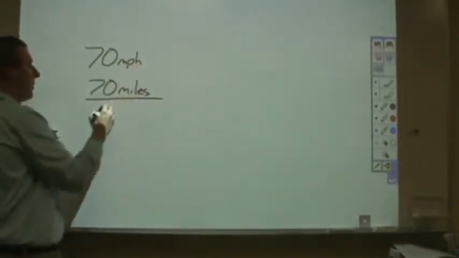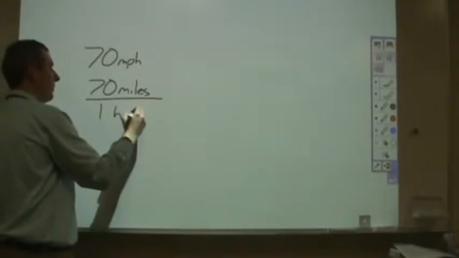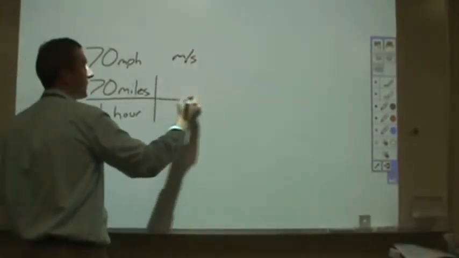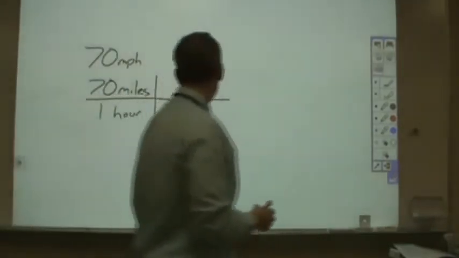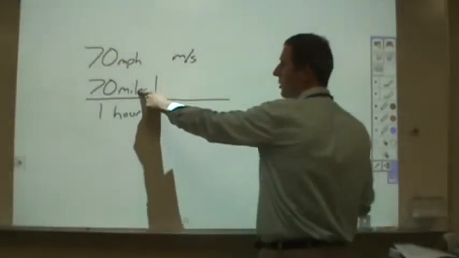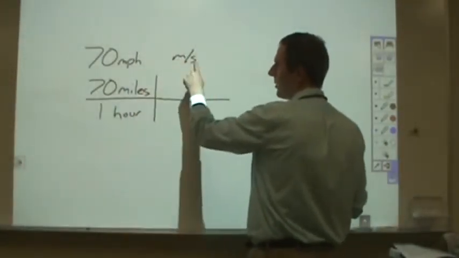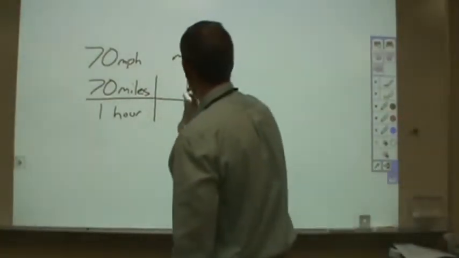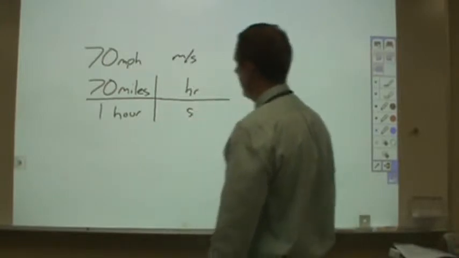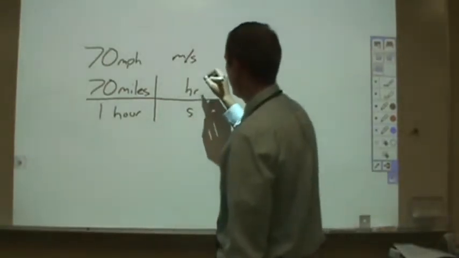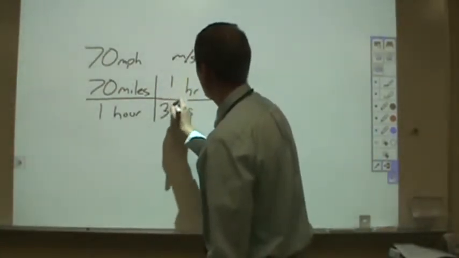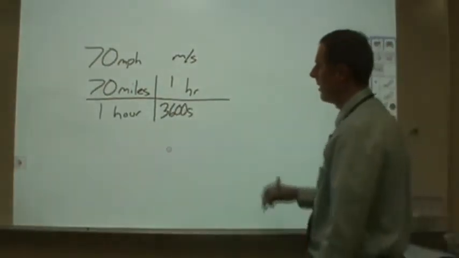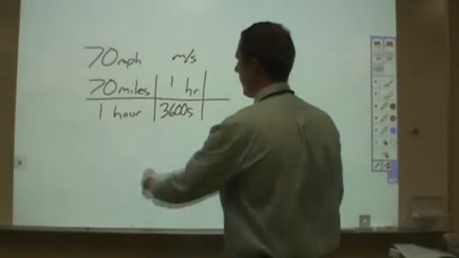70 miles per hour means 70 miles per 1 hour. And I want to convert that into meters per second. Okay? So this is a good example of this process. So I want to change miles into meters, and I want to change hours into seconds. Let's start with the hours, because that's going to be simple. So hours in seconds. How many hours and seconds are equal to each other? Well, 1 hour is 3,600 seconds. 60 times 60. Okay. Miles to meters is going to take some effort.